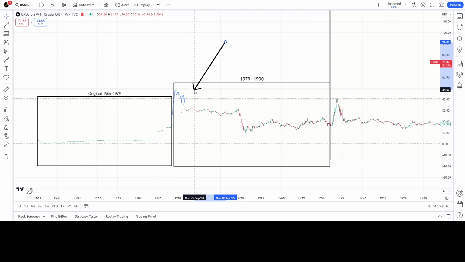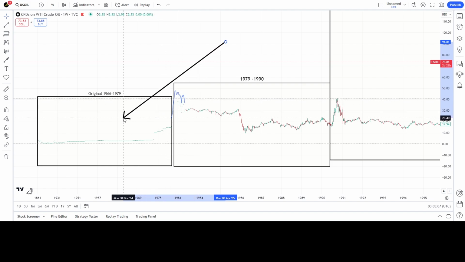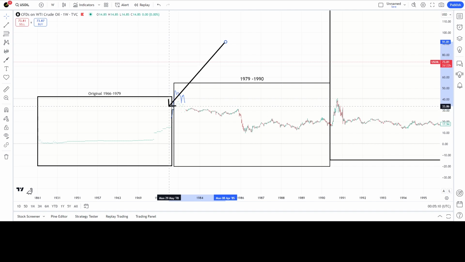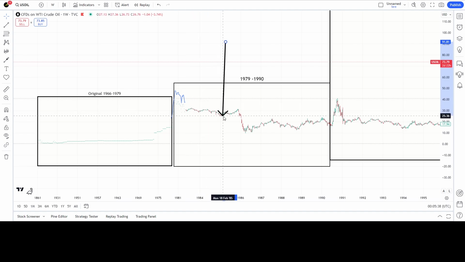So this structure starts with a move up and a move back down. Now this move up and move down is much larger than what it did before this structure. So that is the opening act of this structure. It starts with a substantial move up and then a move down. After it bottoms out, it bounces up and comes to a low, but it does it not in a straight line. It does it in a series of bounces. So we have this first bounce and then this second bounce.